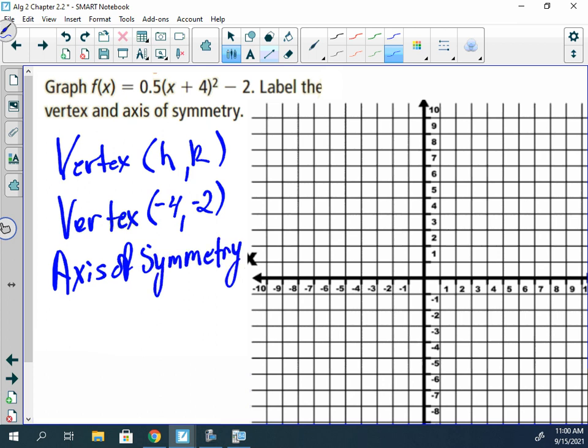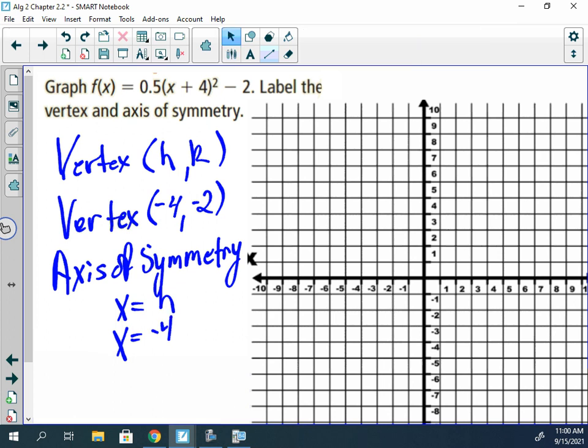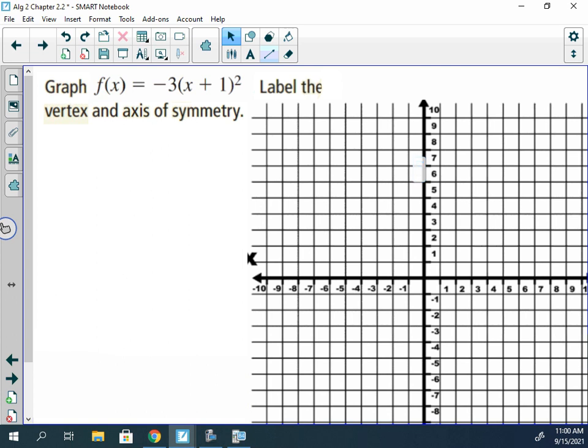Axis of symmetry is our x is equal to h. So what would this equal? X is equal to negative 4. Questions on this here? All right, let's look at the next one.